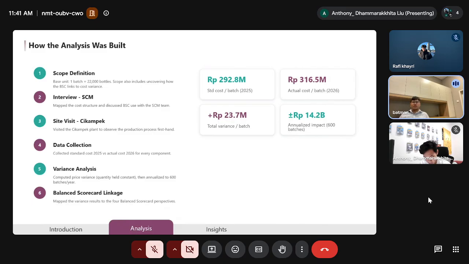The key numbers are here. The standard cost was about 292.8 million rupiah per batch, but the actual cost rose to 316.5 million rupiah per batch. That is a difference of 23.7 million rupiah per batch. When we multiply this by 600 batches per year, the total impact is around 14.2 billion rupiah per year.